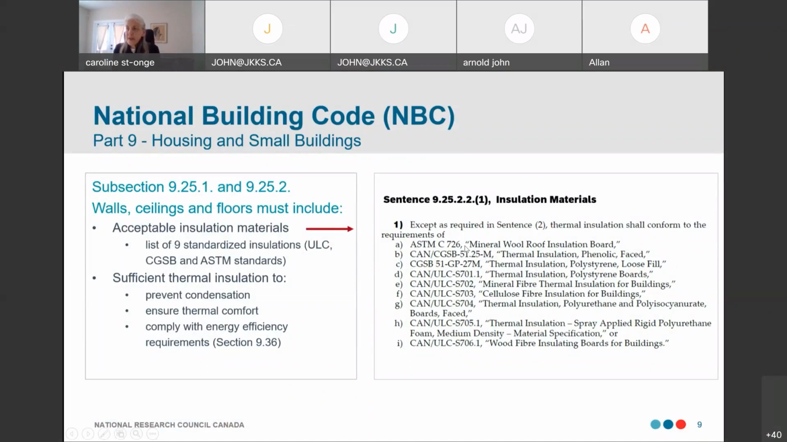These product standards have been developed by either ULC, CGSB, or ASTM. And I'm sure you are aware of these, for example, the polystyrene standard, mineral fiber, cellulose, spray foam, and so on. The code says as well that you must install sufficient thermal insulation to prevent condensation, to ensure thermal comfort, and enough insulation to comply with the energy efficiency requirements, which will be part of the last segment of this presentation.